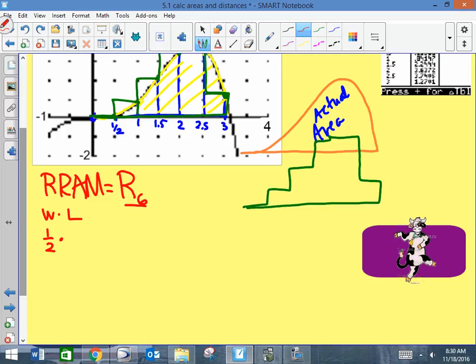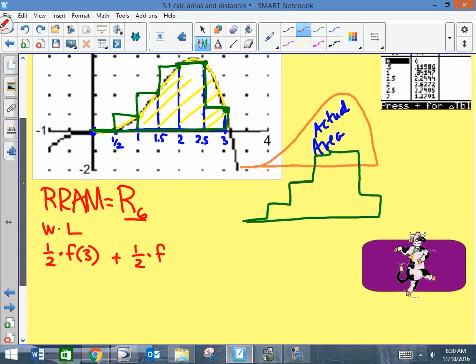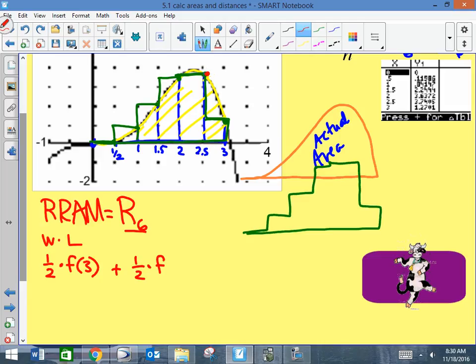Over here, all the way to the right, what's the height of that one? It's f of what? Okay, we're going to do this first. Then 1/2 times f of, what's the next height? F of, what's the next height? 2. See where you are, 2. Okay. F of 1/2.